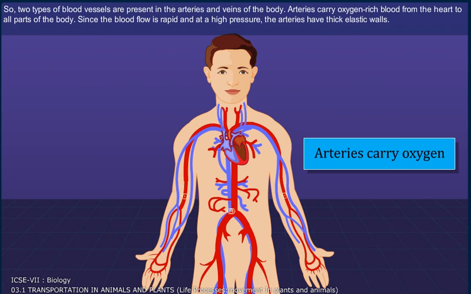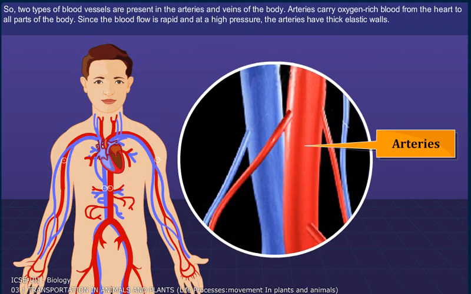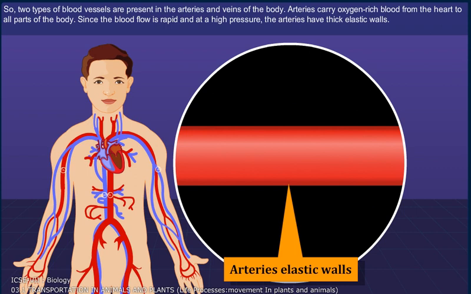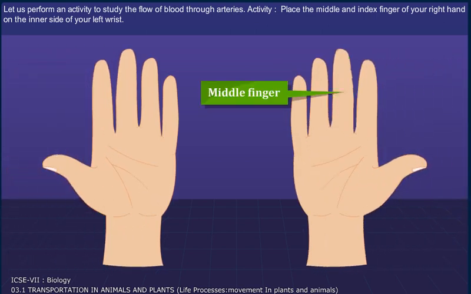Arteries carry oxygen-rich blood from the heart to all parts of the body. Since the blood flow is rapid and at high pressure, the arteries have thick, elastic walls. Let us perform an activity to study the flow of blood through arteries.